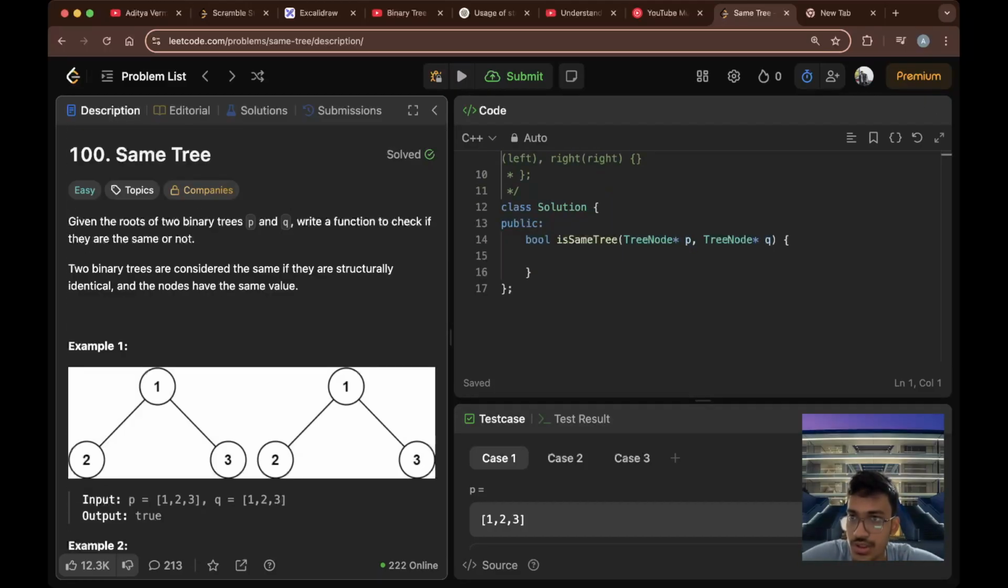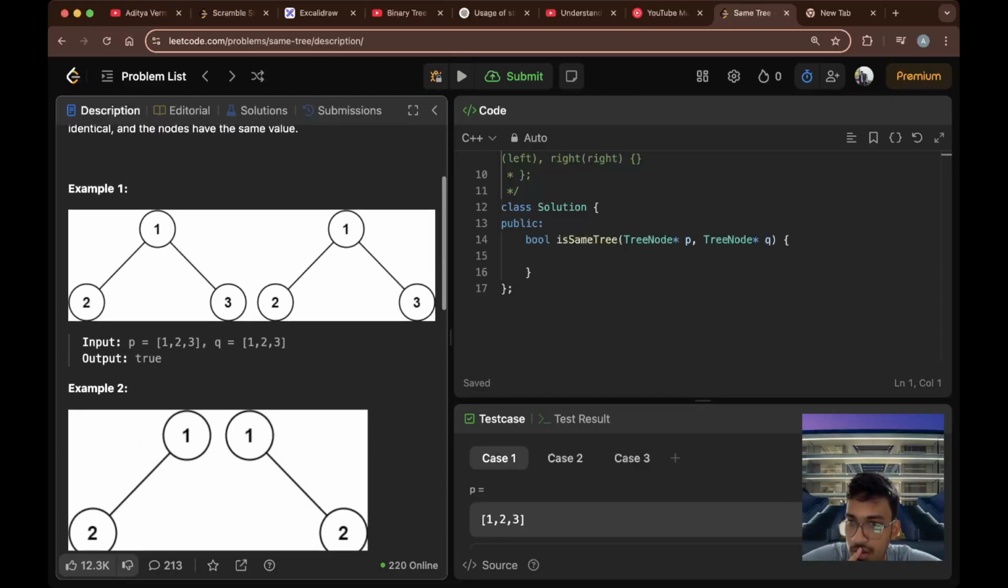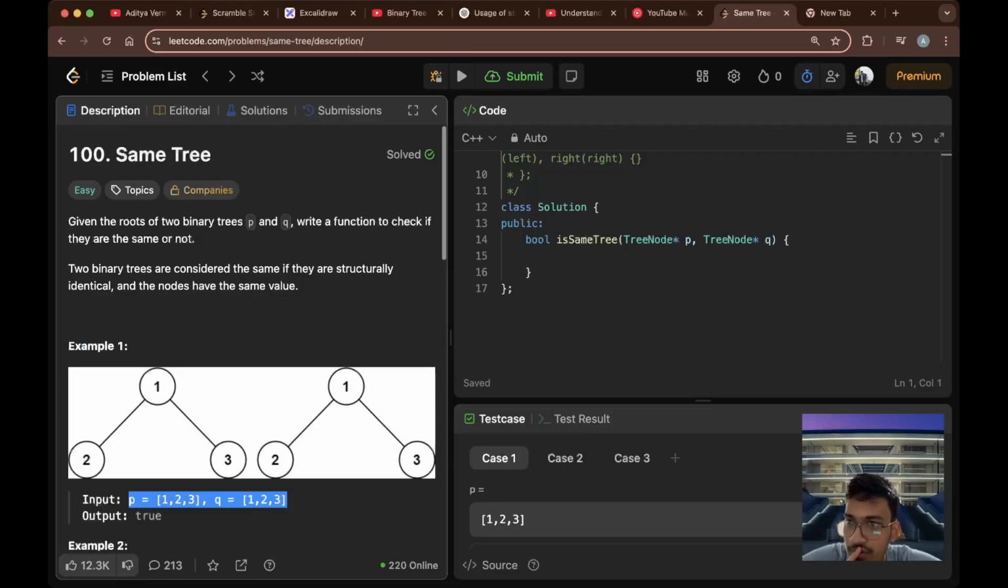What is this question? The question says same tree. We are given the roots of two binary trees, P and Q. Write a function to check if they are the same or not. Binary trees are considered the same if they are structurally identical and the nodes have the same value.